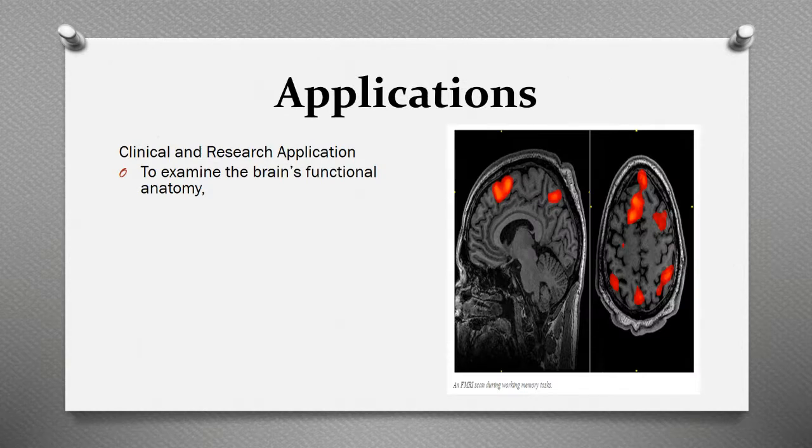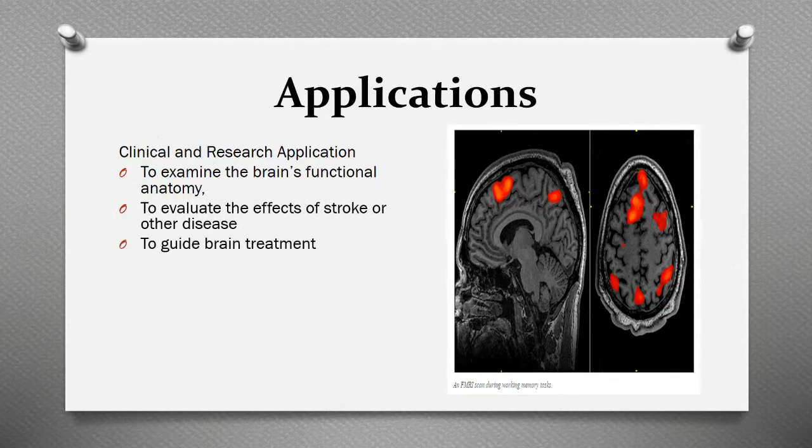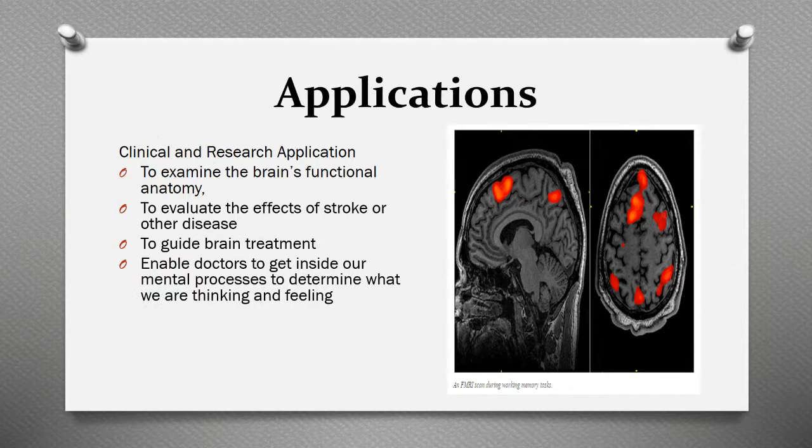The applications of the fMRI. It's basically used to examine the brain's functional anatomy. That is to determine which parts of the brain are handling critical functions. It's also used to evaluate the effects of stroke or other diseases, to guide brain treatment, and to enable doctors to get inside our mental processes to determine what we are thinking and feeling. It also might even be able to detect whether someone is telling the truth or not.